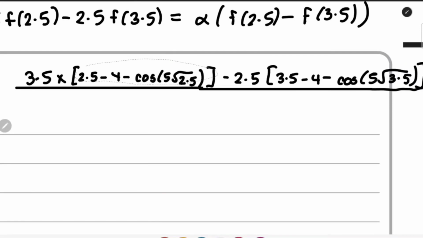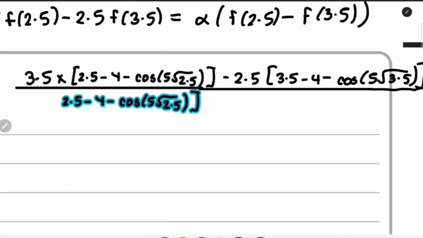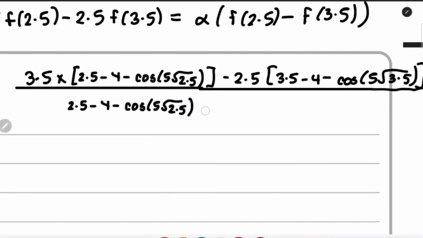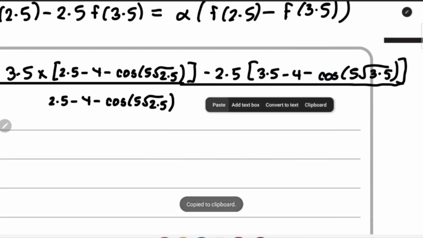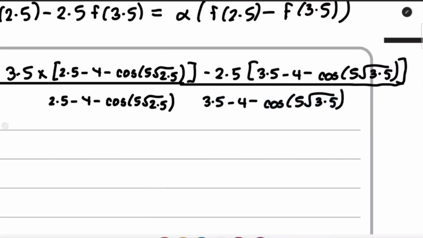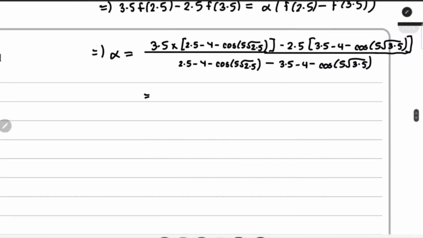So this thing over here, this is f 2.5, and we'll subtract f 3.5 from this, so this thing over here. If we calculate this, this will come out to be 3.24 if it's rounded to 2 decimal places. So this is our answer.